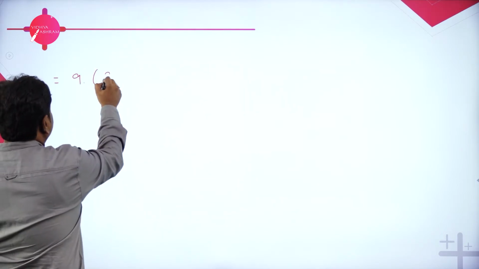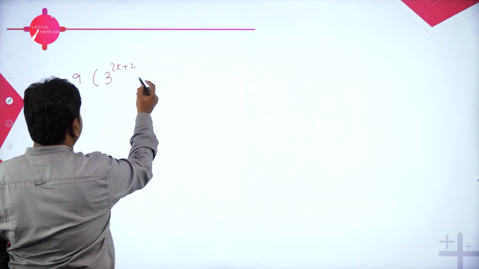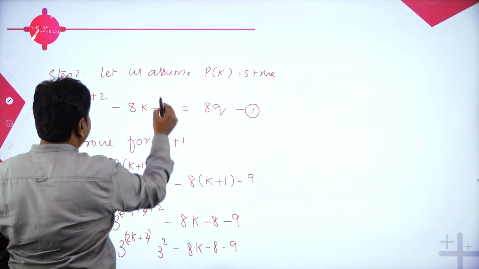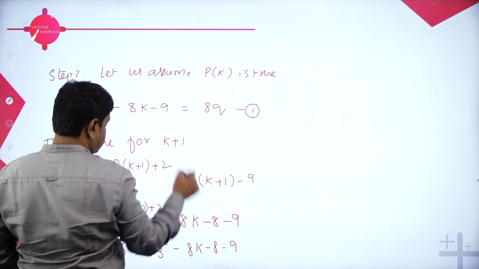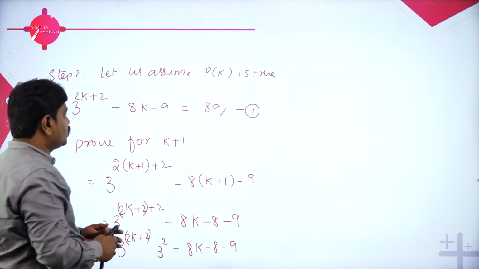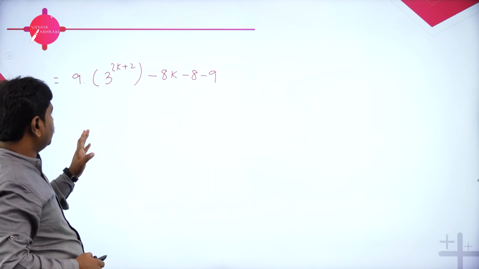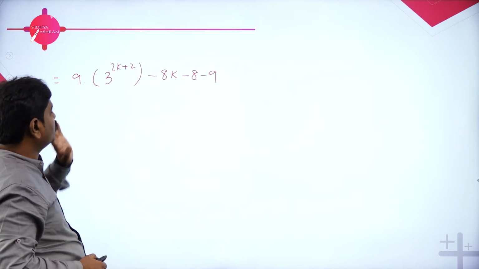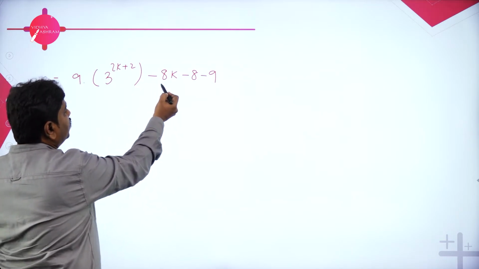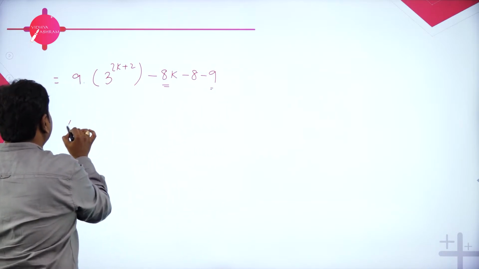Then we will have 3 power 2k plus 2 this term, and minus 8k I have. Then minus 8 minus 9. So dear students, we need minus 9 we have, we need 8k we have, but 9 times should not be there. So what we will do is, I want to take 9 common. We don't have 9 here, so we will introduce it. Here also I don't have, so add and subtract.